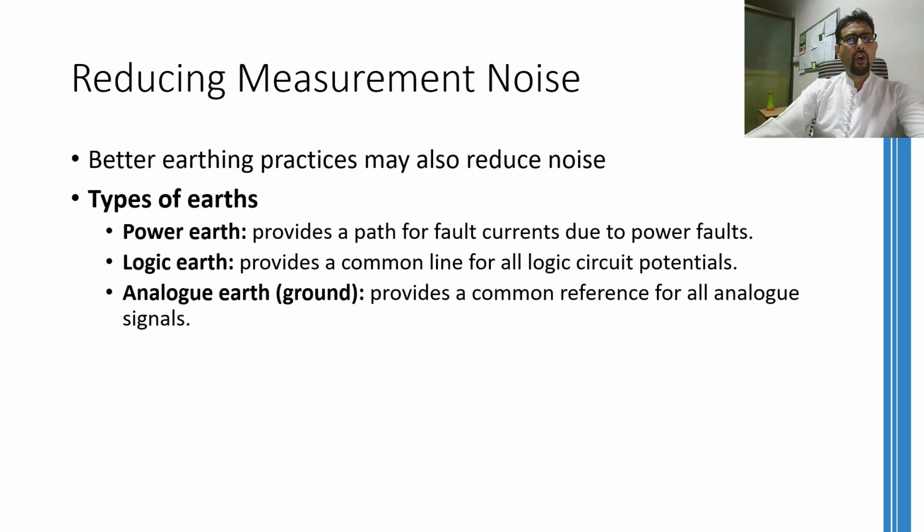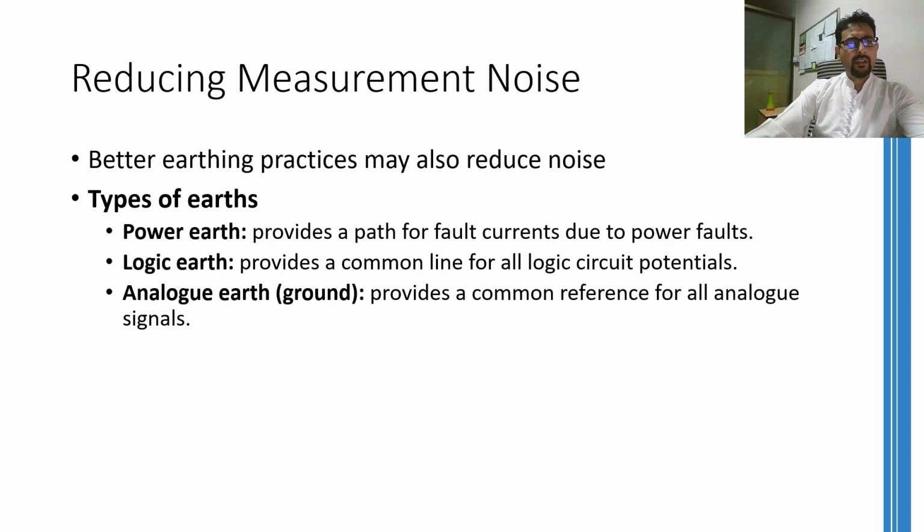Then comes the analog earth. This analog earth is specifically called ground. It provides a reference for all the analog components or the analog signals in the circuit. Therefore, you can also say that the digital circuits are being referenced from the logic ground, whereas the analog components are being referenced from the analog earth or the ground.